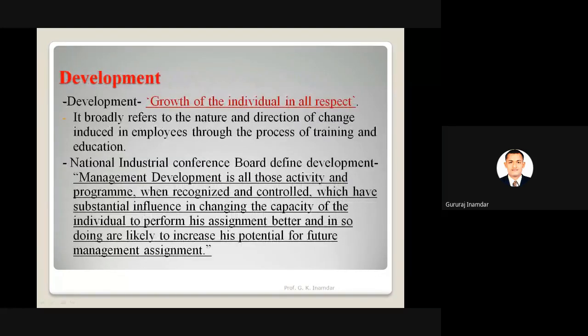Next is development. What is development? We already discussed: the growth of the individual in all respects. This is a very simple definition of development. Training is nothing but input of staffing, and development is nothing but output of staffing. Development broadly refers to the nature and direction of change in individual employees through the process of training and education. Due to the training, the skills, the education, the coaching, the teaching, definitely whatever the nature, the behavior, the attitude of that employee will also change, up to the satisfactory levels. So this is a benefit of the development.